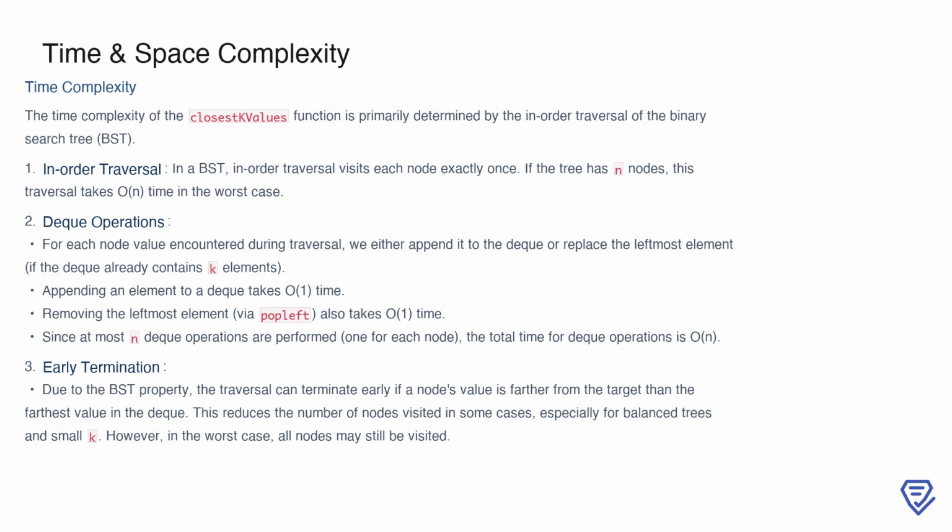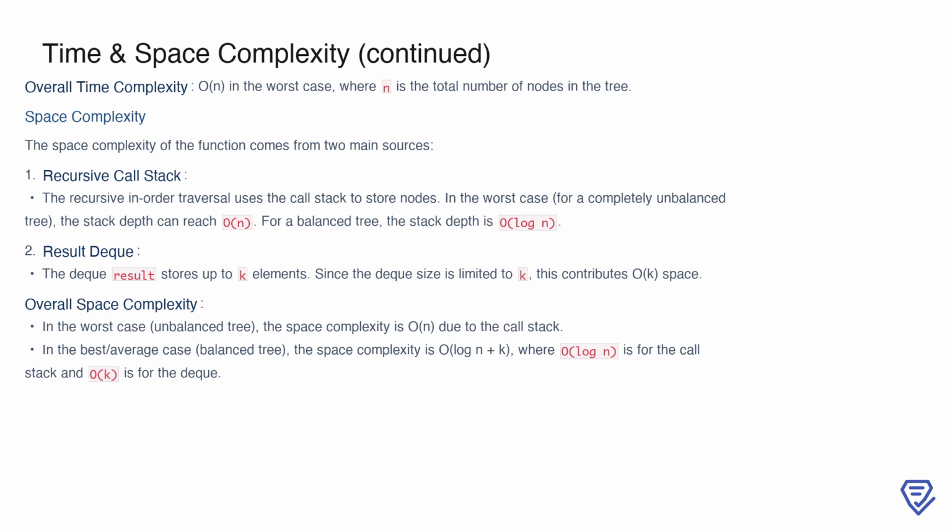For example, if a node's value is farther from the target than the farthest value in the deque, we can stop exploring further. This early termination is particularly beneficial for balanced trees and small values of k, though in the worst case, all nodes may still need to be visited. The overall time complexity of the function is O(n) in the worst case, where n is the number of nodes in the tree. Now, let's discuss space complexity.